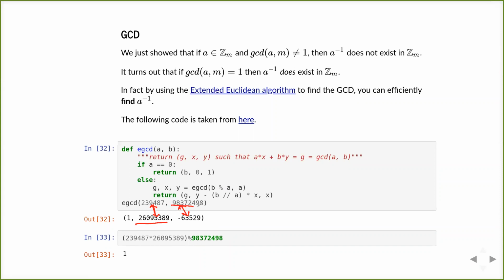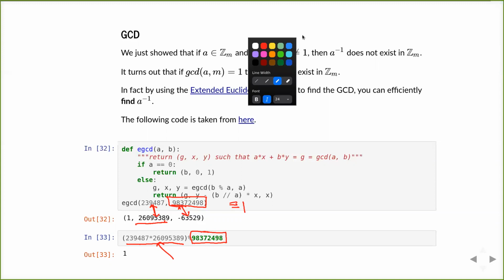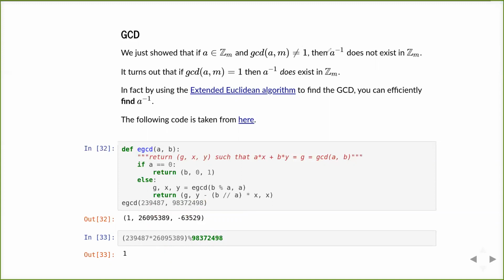Now if this is the modulus, and I reduce that expression modulo the modulus, then on one side of the equation I just get 1, and on the other side I get this product. And this is the key: the Bezout coefficient corresponding to this thing is its inverse. You can see that right here. The inverse of 239487 modulo 98372498 is the Bezout coefficient. So that's why the extended Euclidean algorithm computes the inverse. If you're completely perplexed by that, it's okay, because we're going to do a whole lecture on the extended Euclidean algorithm.